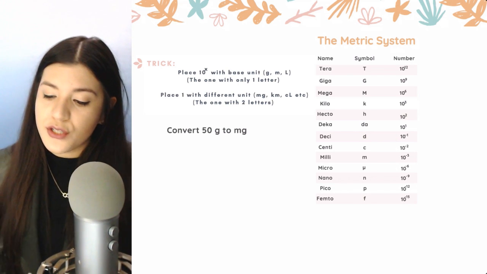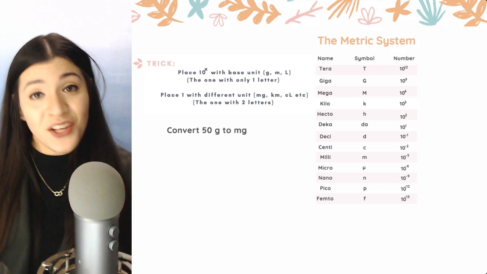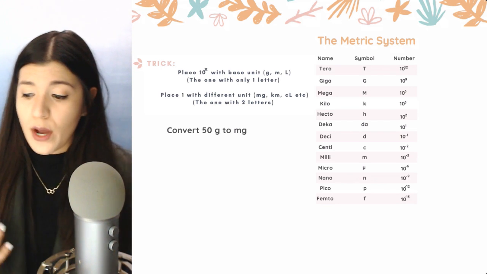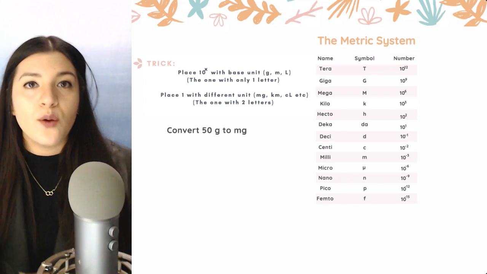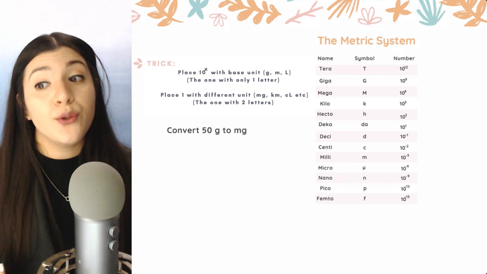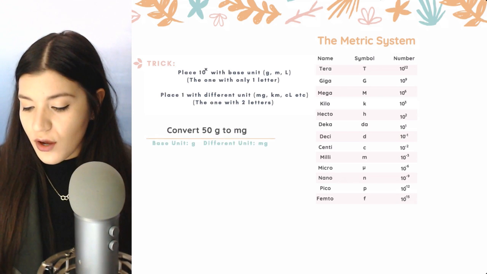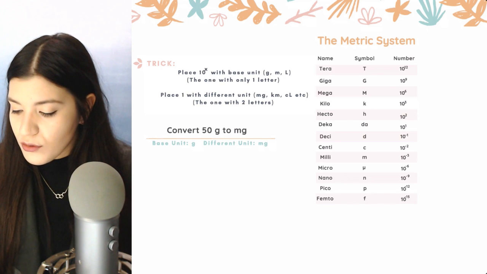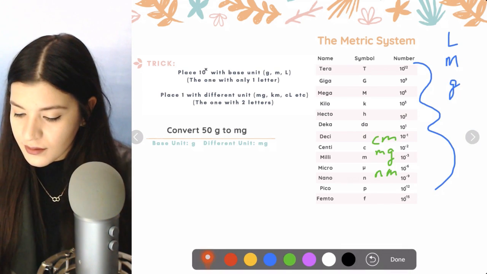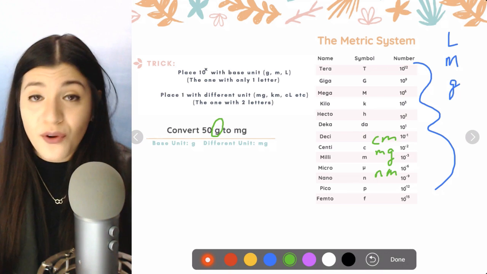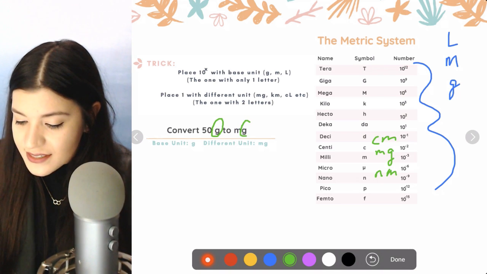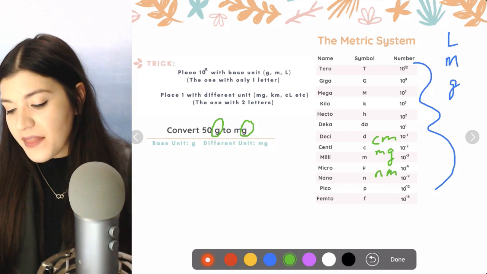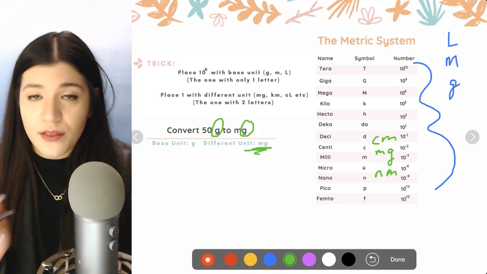Okay, so let's actually do one. Let's say if we wanted to convert 50 grams to milligrams, what we need to identify first is what's our base unit, what is the different unit, and what conversion factor we're going to use based on the metric system. So our base unit is going to be grams. It's the one with the 1 letter, right? And then you'll also note that grams is present in milligrams. So that's how you know it's the base unit. They both share that in common. And then our different unit, as mentioned, is the one with 2 letters.